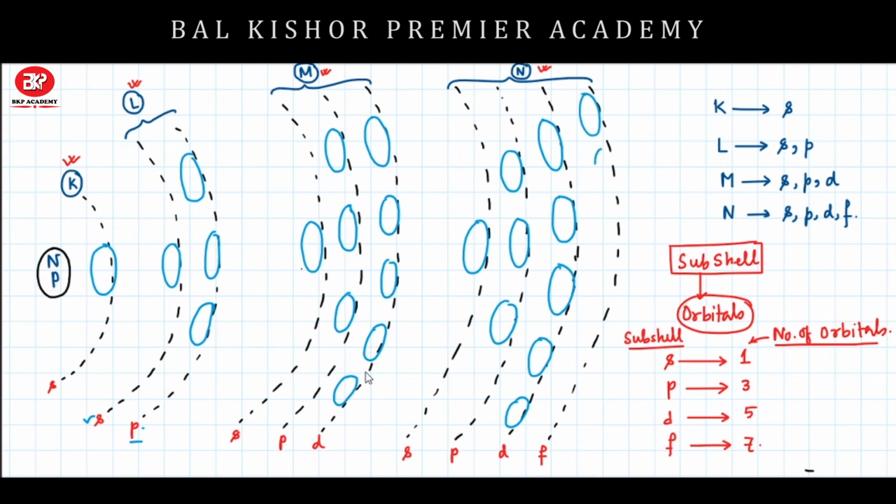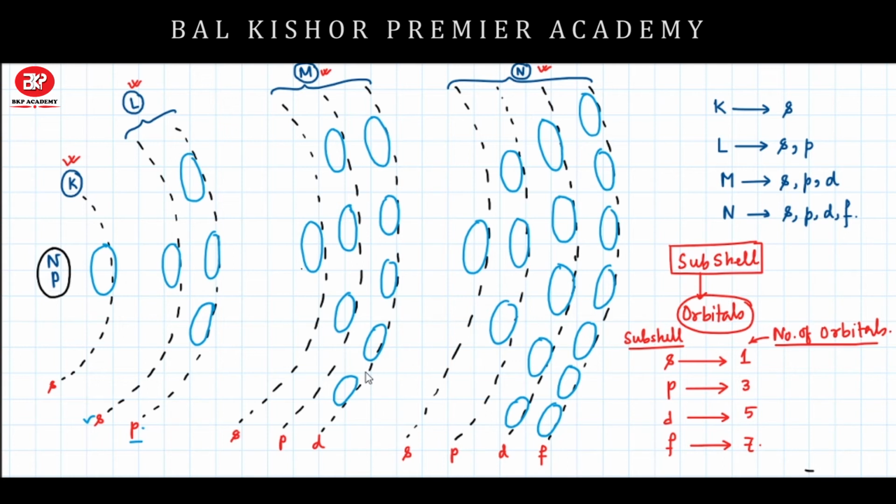First, second, third, fourth, fifth, sixth, and seventh. In this way, we can view an atom. We have to view the electrons and we have to view the atoms.